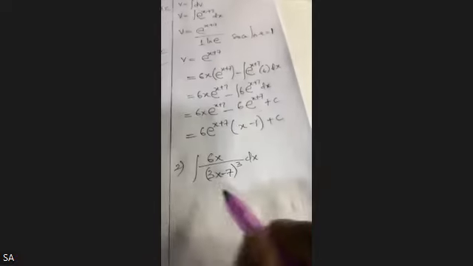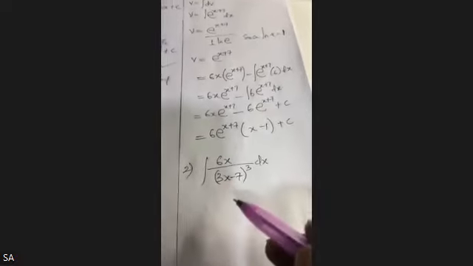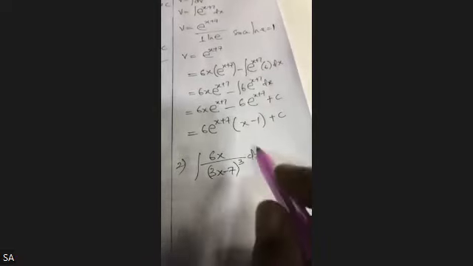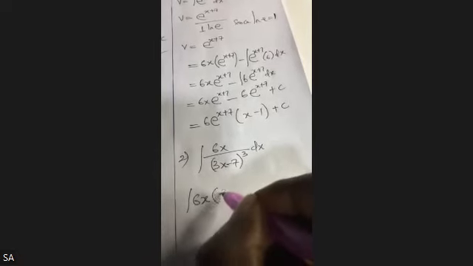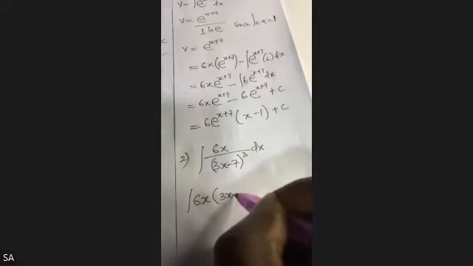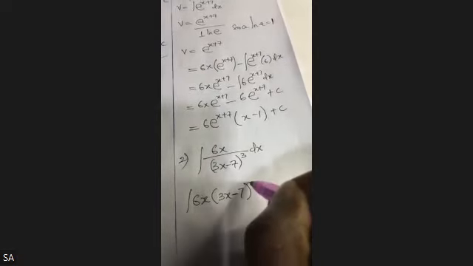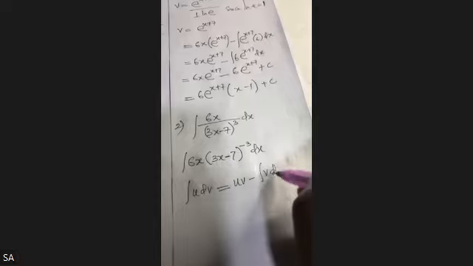Now, what's the next thing you're supposed to do? A question like this requires that you have to be very smart. The next thing you do is this: linearize it, standardize it. That is, this will become integral of 6x into 3x minus 7 raised to minus 3 dx. Remember our formula? Our formula is integral of u dv equals uv minus integral of v du.